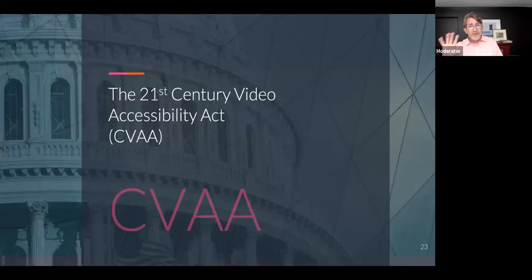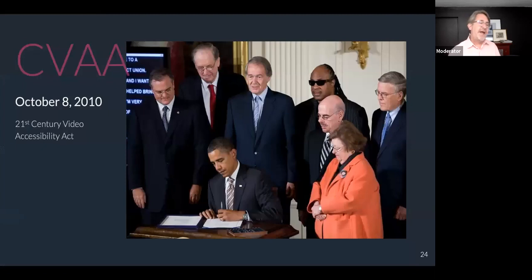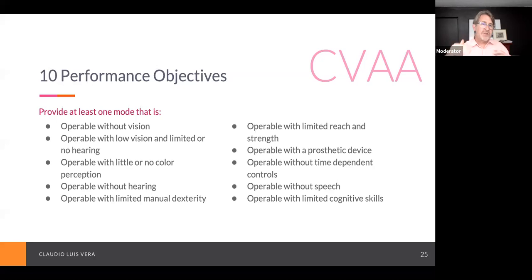We've got another different kind of law here, and this is the CVAA. And this was signed in 2010 under Obama, and it was set up to apply to online video. But the way it was written, the CVAA applies to everything that has an IP address. So let's jump ahead. It also specs out 10 performance objectives. So essentially, anything that has an IP address, according to the CVAA, needs to work under these conditions.